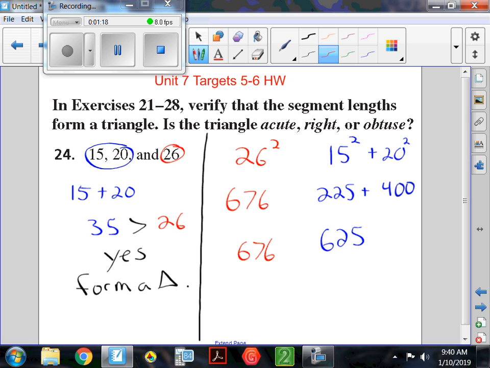676 was the c squared. 676 is greater than 625, which means that the c squared is greater than the sum of the other two sides squared, which means it's not a right triangle because it's not equal, and because the c squared is greater, that makes that angle a greater angle. So it is an obtuse triangle. When c squared is greater than a squared plus b squared, you have an obtuse triangle.